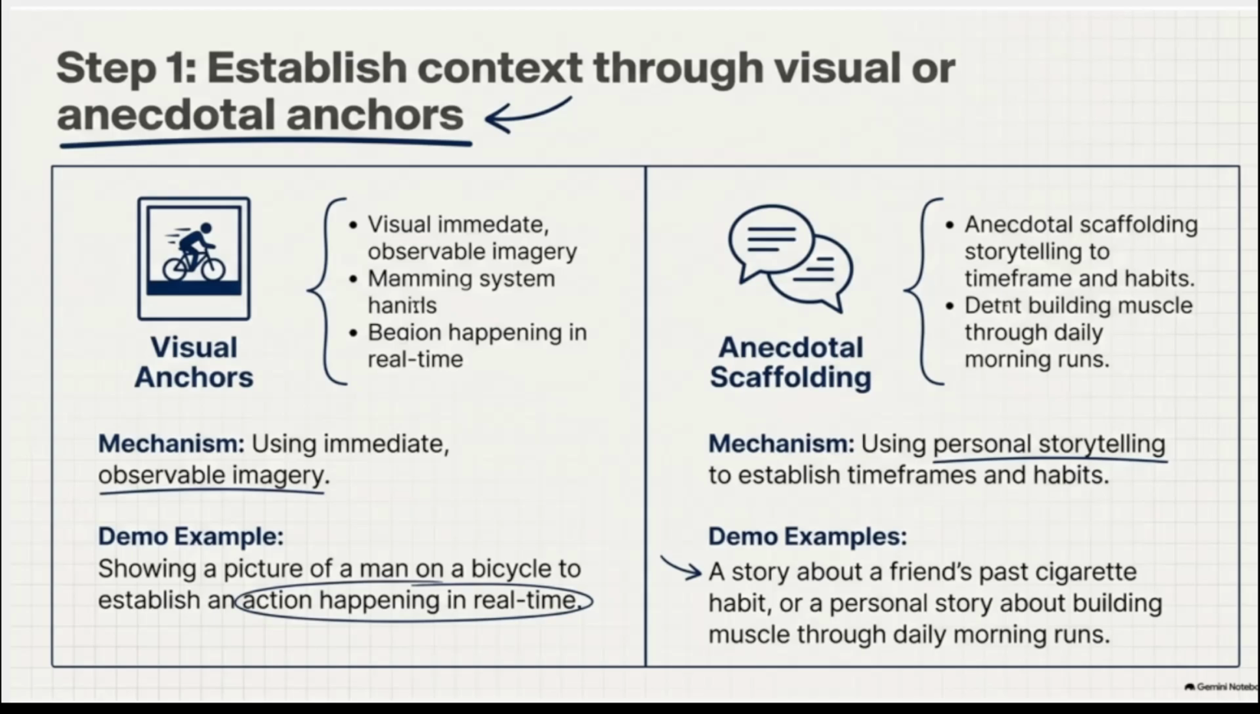The students can clearly see an action happening at the moment. Now let's look at the second type of context, anecdotal scaffolding. This is particularly useful when teaching grammar related to habits or past experiences. For example, suppose I want to teach, "He used to smoke."